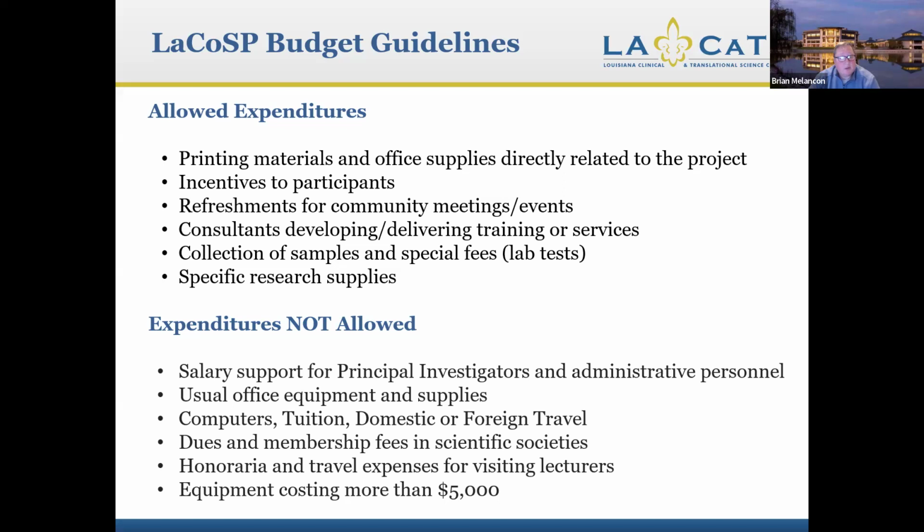Lastly, on the allowed expenditures, specific research supplies. Some projects in the Community Scholar Program are research intense, with different types of lab supplies and lab initiatives. So it speaks to that. You're talking about lab expenses and lab supplies, and those things, again, are directly related to the project.